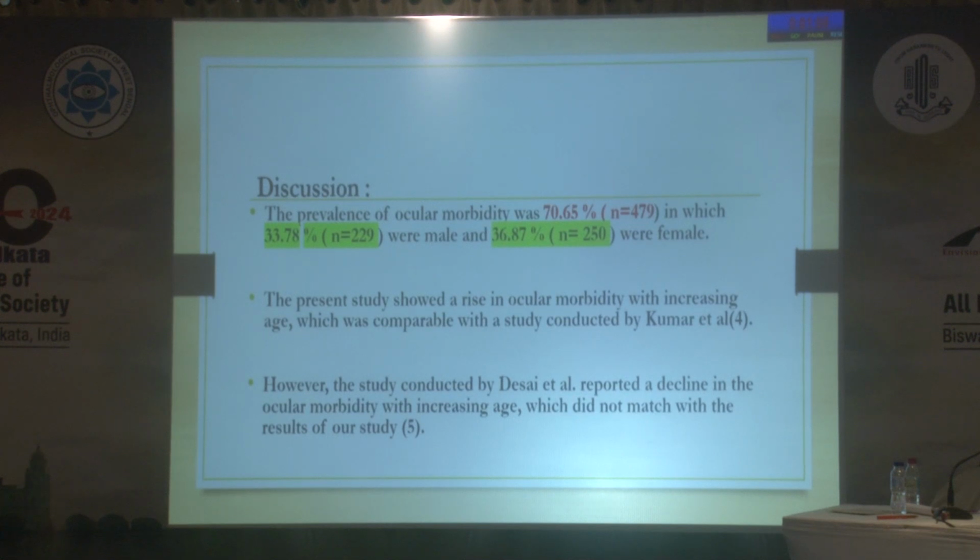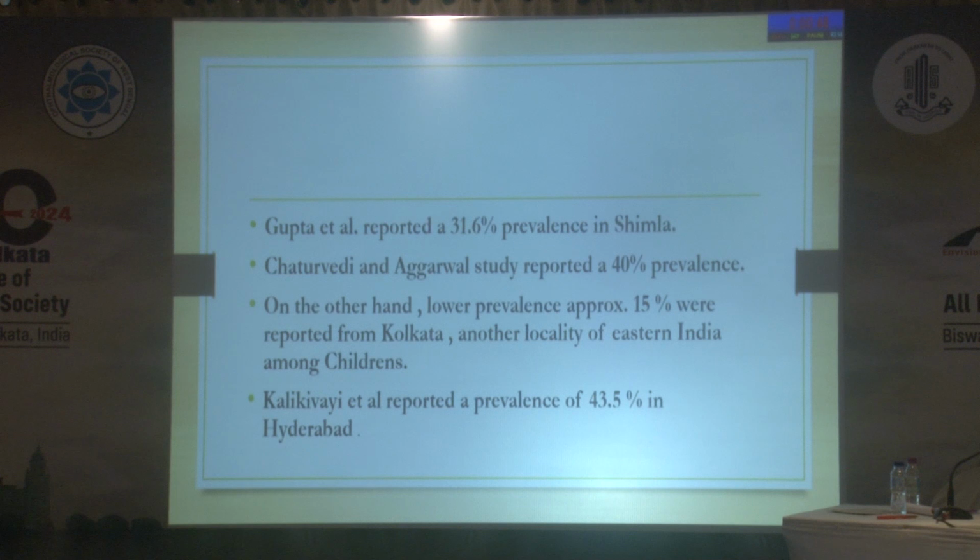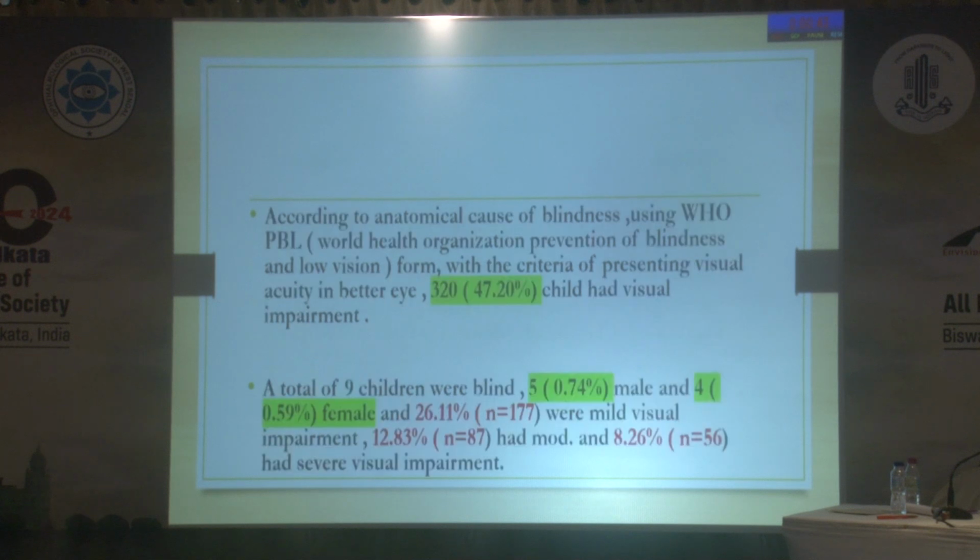Discussion: the prevalence of ocular morbidity was 70.65%. The present study shows a rise in ocular morbidity with increasing age, which was comparable with the study conducted by Kumar et al. However, the study conducted by Desai reported a decline in ocular morbidity with increasing age, which did not match the results of our study. Gupta et al. reported a 31.6% prevalence in Shimla. The Chaturvedi and Agarwal study reported a 40% prevalence.